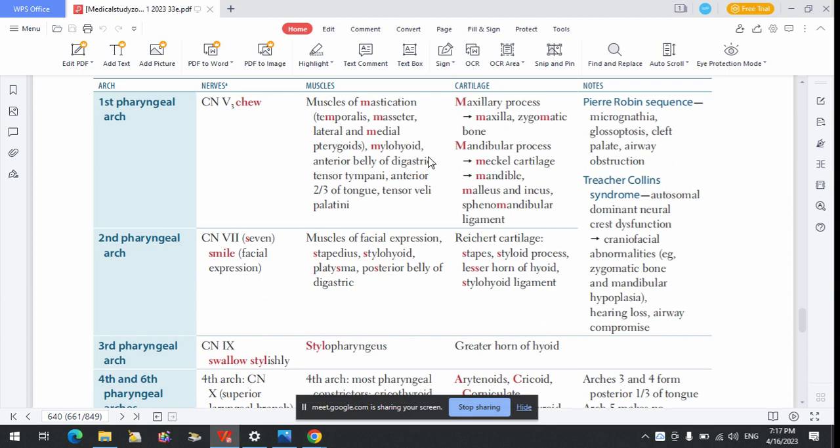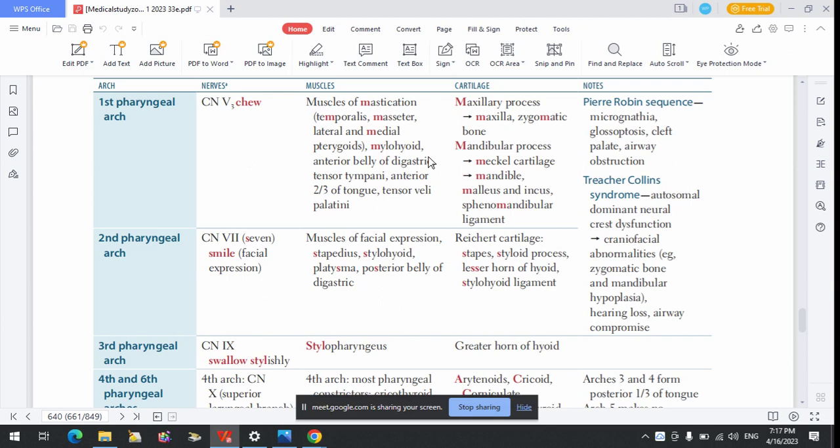So once you are done with the muscles, you go to the bones. The bones, we should not forget, are derived from the neural crest. The muscles and the arteries are from the mesoderm. The nerves, if it's motor, are from the neuroectoderm. If it's sensory, it is from the neural crest.